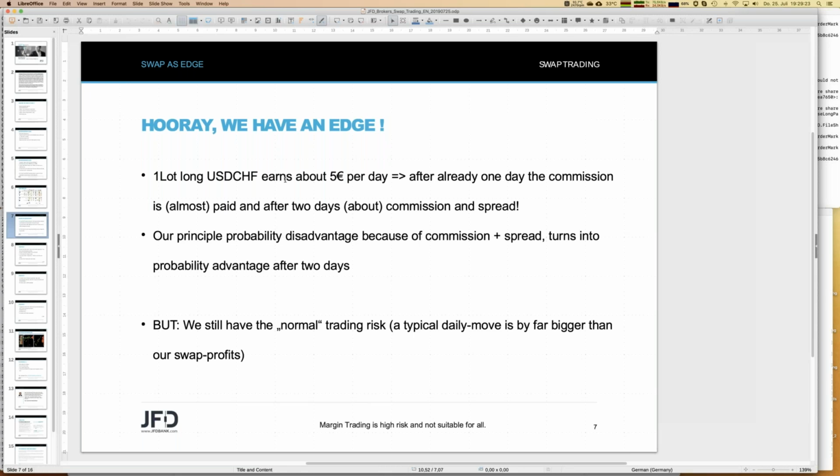What does it mean? After 2 days, we are not anymore in the situation that we have a principal probability disadvantage of trading. You know that kind of sentence because I mentioned it in several webinars. Trading is asymmetric. What does it mean? We open a trade, any trade. In the next millisecond, you are in the minus because you lose commission and spread, always. So that is what makes trading what I call asymmetric.